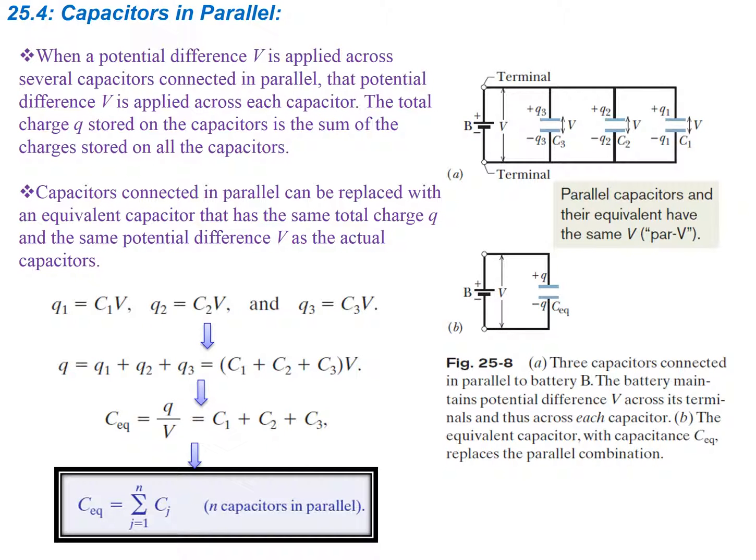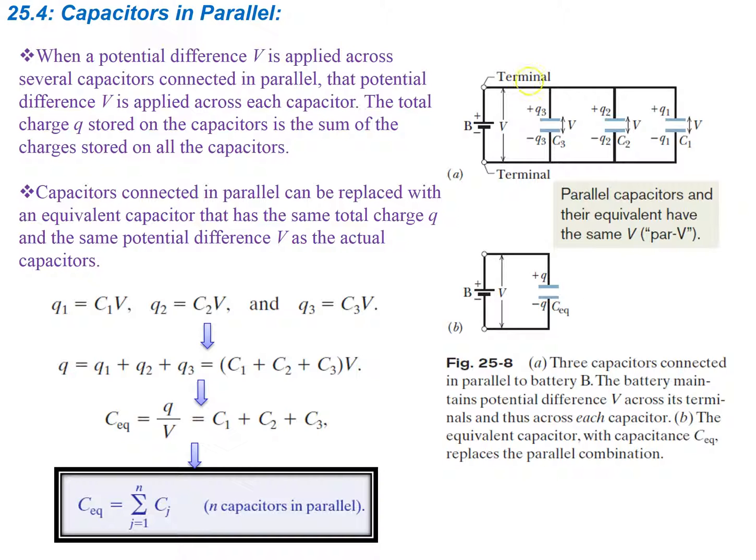So now we're going to talk about some parallel and series circuits, and how we can calculate capacitance and voltage and charge when we're dealing with these circuits. So when a potential difference V is applied across several capacitors that are connected in parallel, that potential difference V is applied across each capacitor, and the total charge Q stored on the capacitors is just going to be the sum of the charges stored on all the capacitors. Okay, so what does that mean?